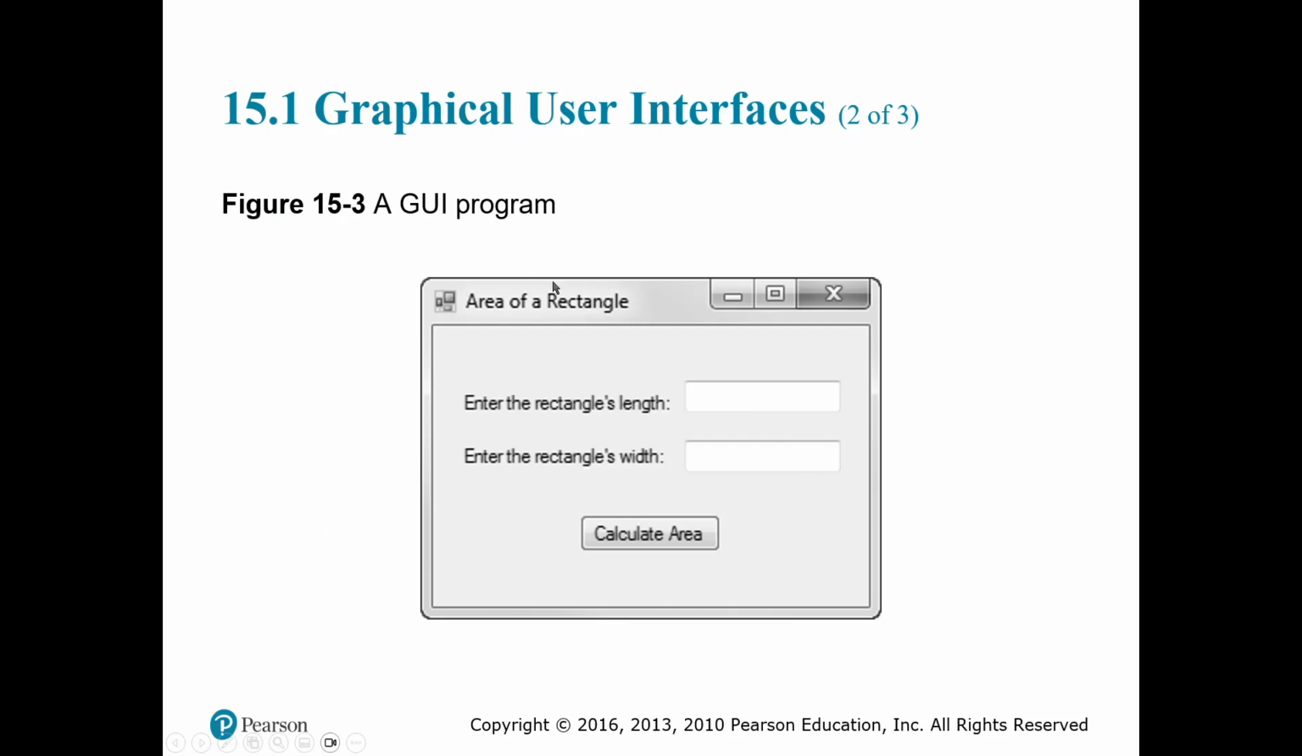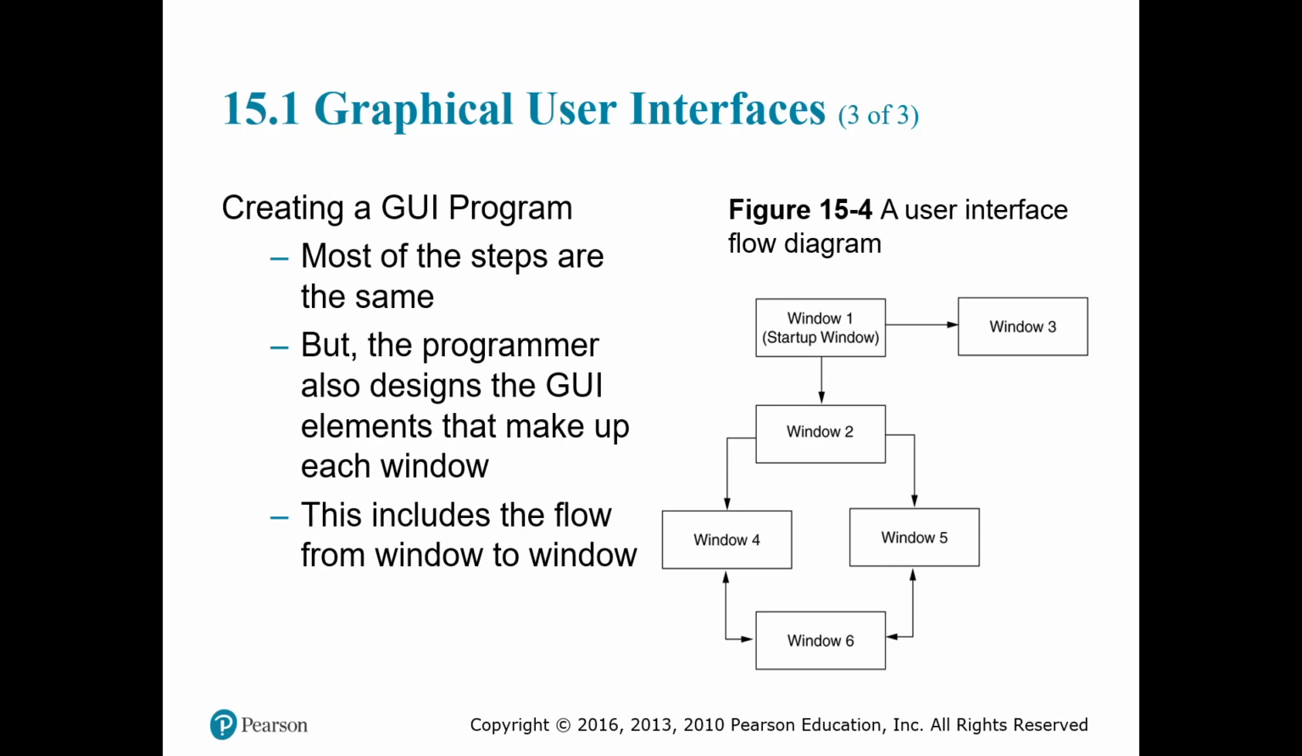So this is what a window looks like, a pop-up window. This is a GUI program. This particular program will calculate the area of a rectangle, and it will ask you to enter the rectangle's length and the rectangle's width, and then it will just calculate the area for you. Whenever you create your GUI program, the steps are the same as when you would create a general program, the way that we discussed before.